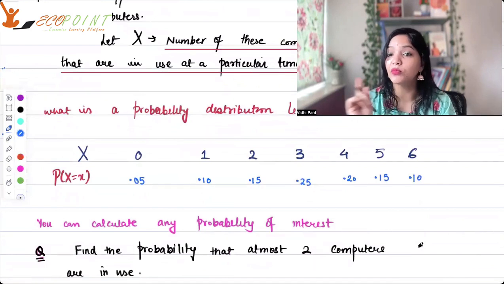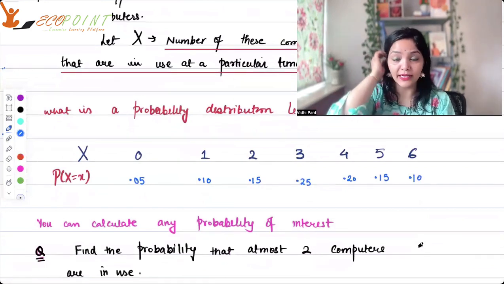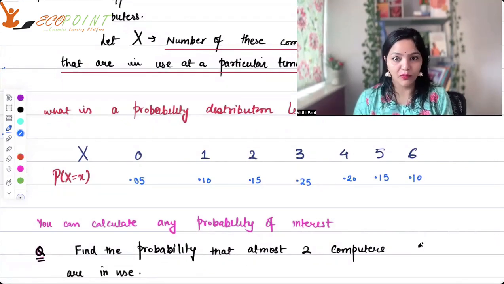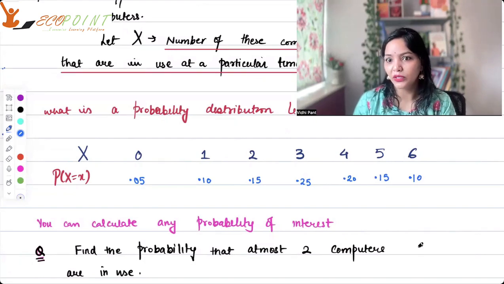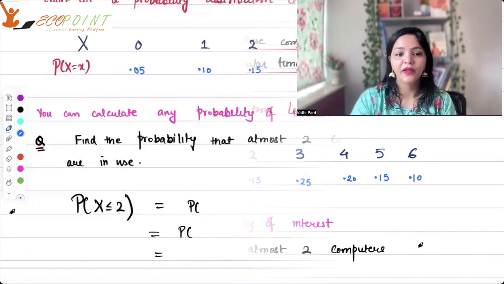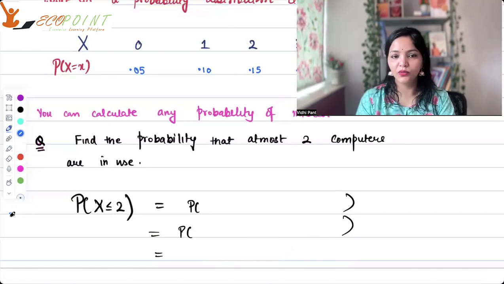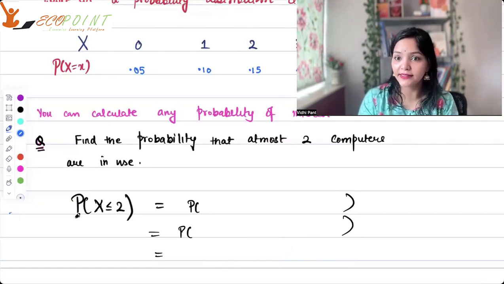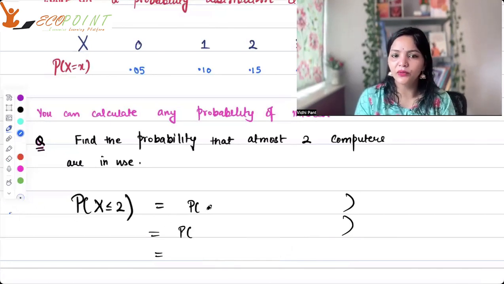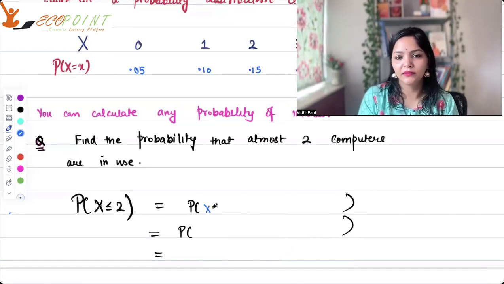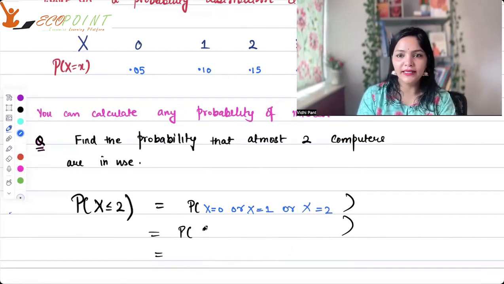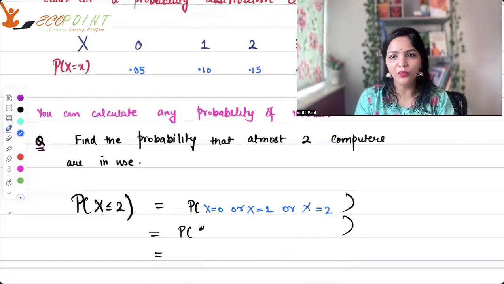At most 2 computers means at the maximum 2 computers. That means 0 computers could be in use, 1 computer could be in use, 2 computers could be in use. Probability that at most 2 computers are in use is the same as saying probability x is less than or equal to 2. Less than or equal to 2 includes x being 0, or x could be 1, or x could be 2. Now, x equal to 0 or x equal to 1, what does it tell you?